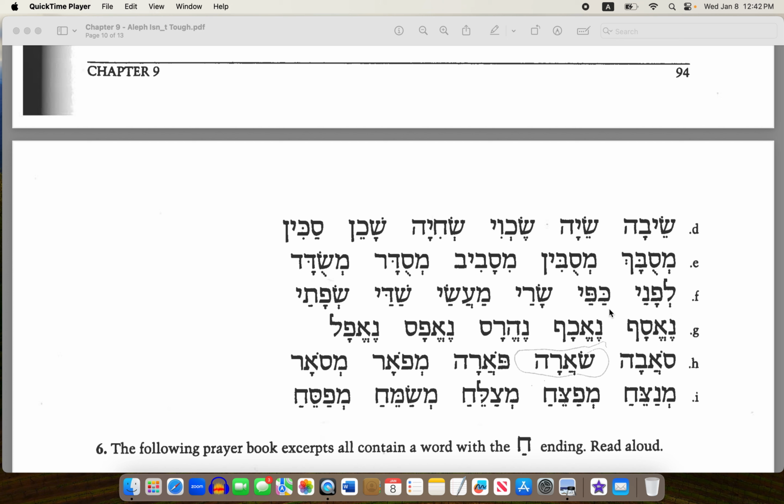Line F. Lifanai, Kapai, Sarai, Ma'asai, Shaddai, Sifatai. Line G. Ne'esaf, Ne'echaf, Neheras, Ne'efas, Ne'efal. Line H. We'll come back to the second one, but we'll read it.